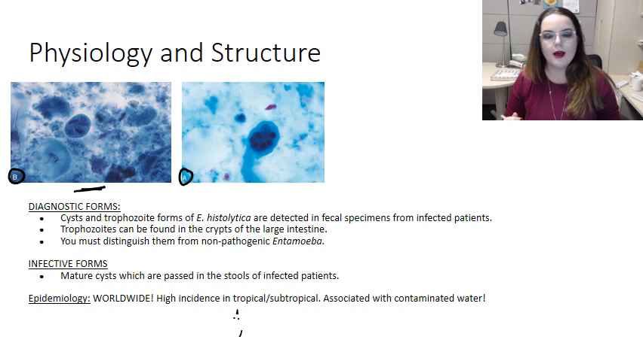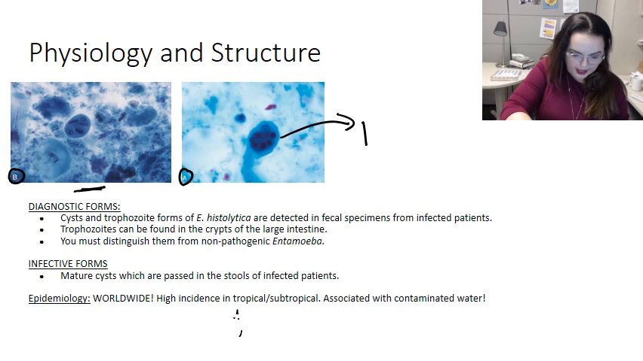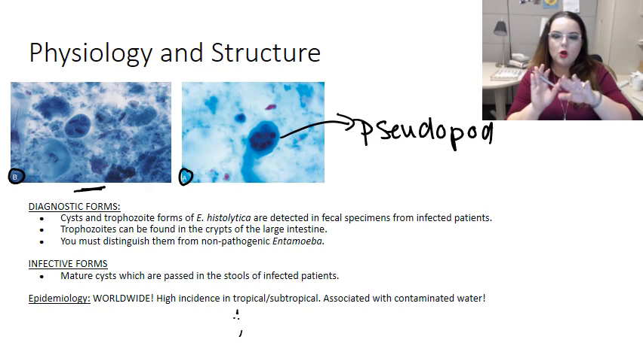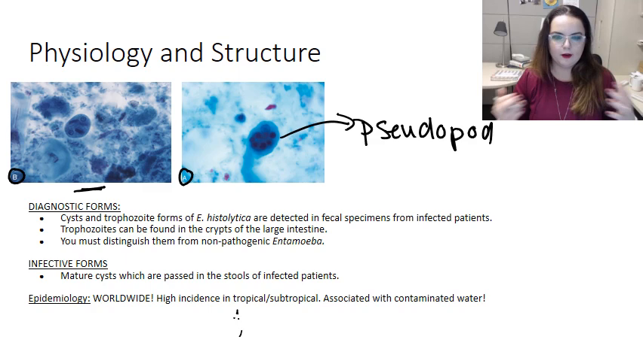So motility during this trophozoite stage is actually reliant on a pseudopod, okay? Pseudopod literally means false foot. The pseudopod is basically an extrusion of the cellular ectoplasm, which pulls the rest of the organism along with it. Most of the amoeba found in humans are commensals, but E. histolytica, unlike the other Entamoeba that you might come across, is actually an important human pathogen.